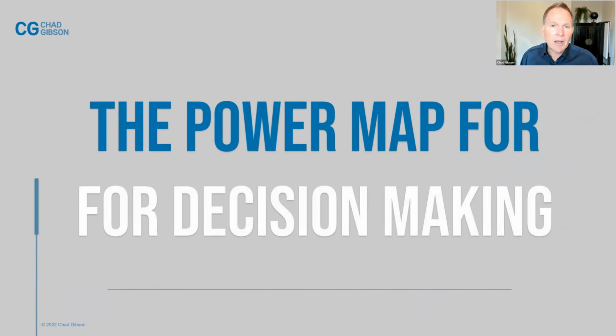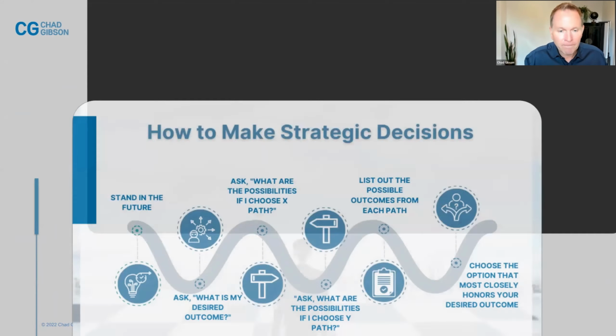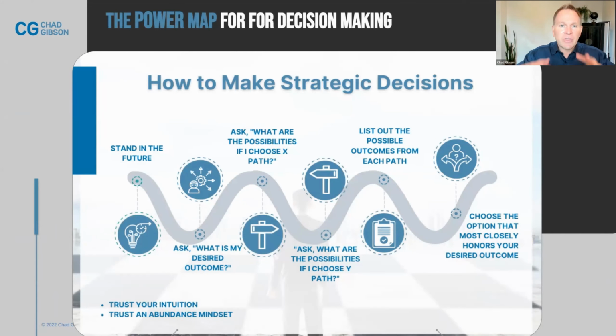So we're going to look now at a couple final conversations before we conclude. I wanted to give you something around decision making, and I call this the power map for decision making. So as you're in that process of thinking, you can use this as a guide.